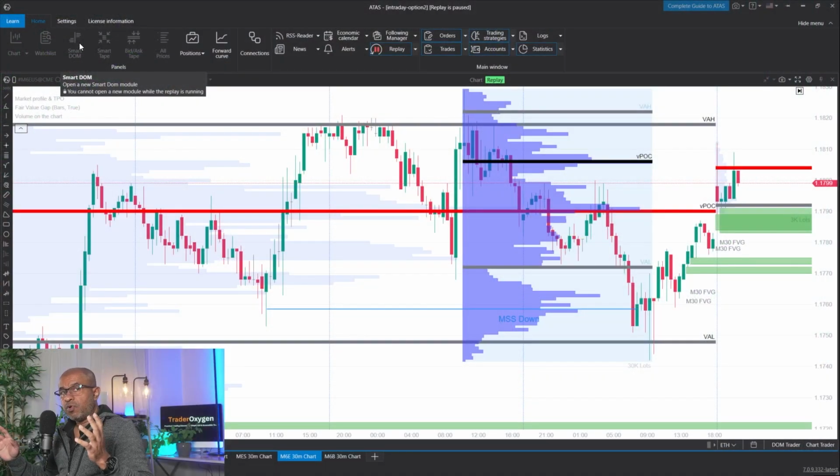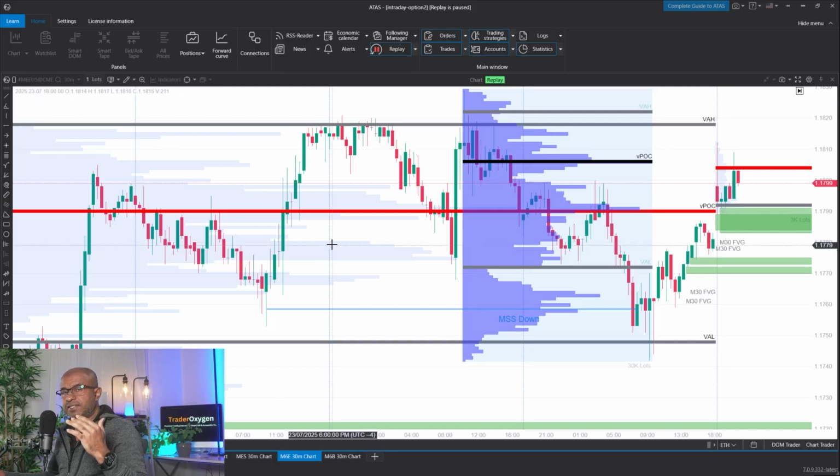Also, at this moment when we had a look at the smart DOM, which is seen over here, we noticed the same absorption happening, and the smart DOM as well showed the prices potentially pushing down in this range build-up area. So the order flow analysis and the volume profile analysis gave us some extra confluences for this trade to be a potential winning trade.